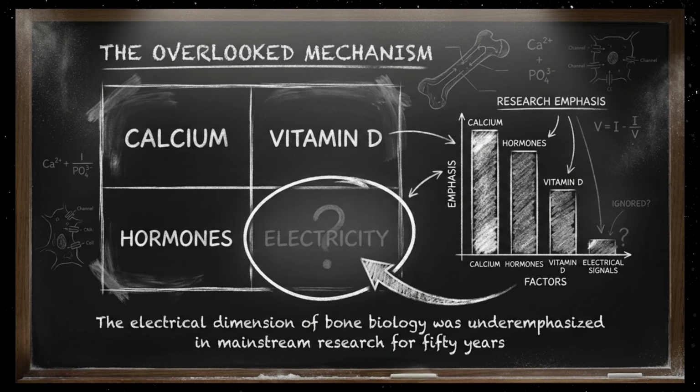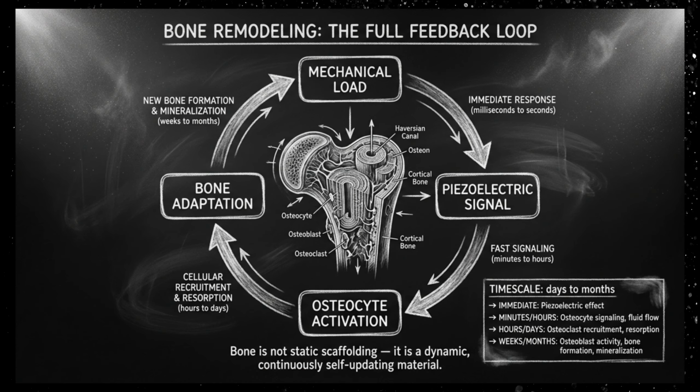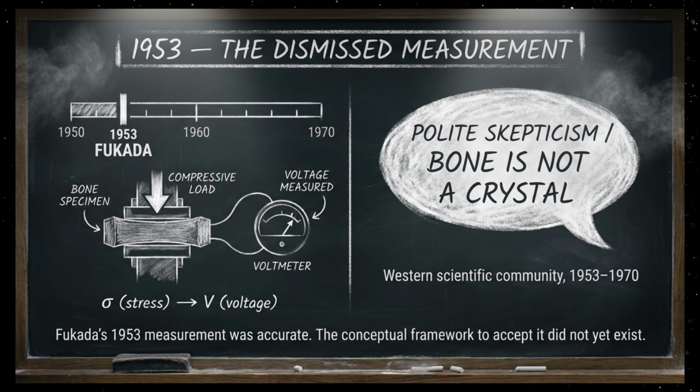The architecture of your skeleton at this moment, the cortical thickness of your femur, the trabecular density in your lumbar vertebrae, the cross-sectional geometry of your tibia, is a direct physical record of every load you have habitually applied to your body over your lifetime. Your bones are not passive scaffolding. They are a continuously updated structural record written in the language of electricity. And the system runs in reverse when the inputs disappear.